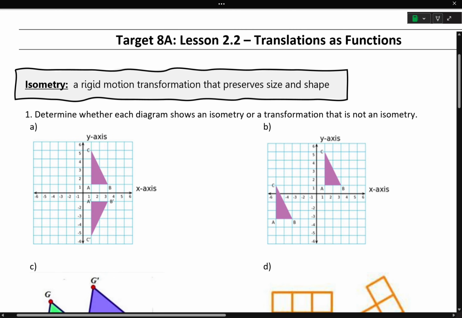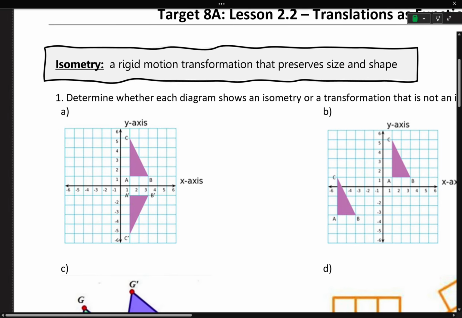In other words, the shape is moved or turned or reflected in some sort of way, but it stays exactly the same as it has been before. So same size, same shape. So let's take a look at all these images and decide if we have isometry.